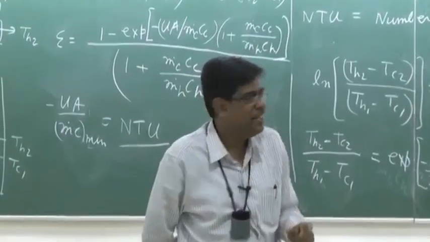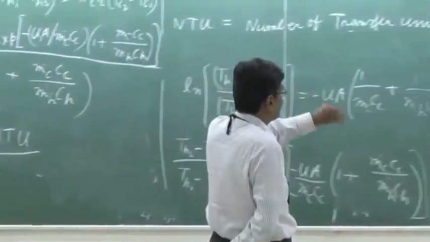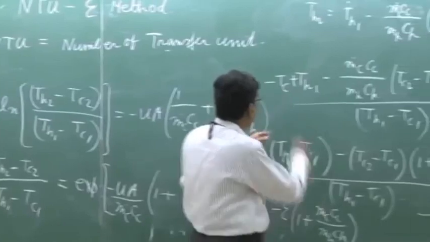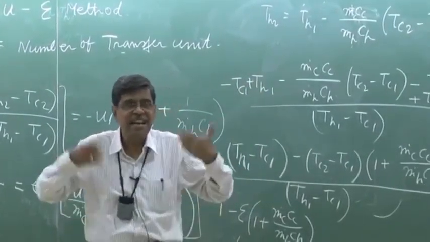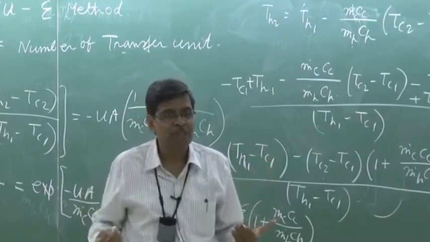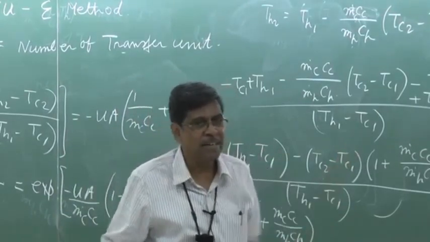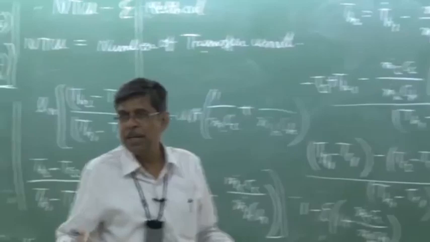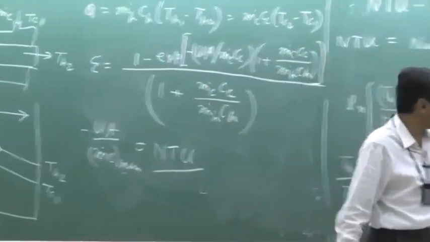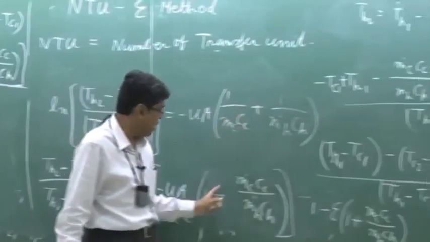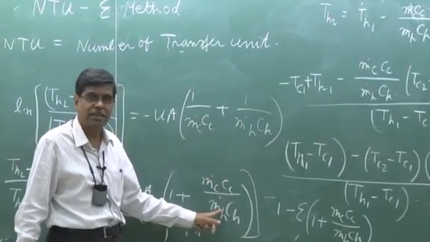And in that case, TC1 will not be added or subtracted. TH1 will be added and subtracted. This is having a rhythm. Good boys can understand this better immediately by intuition. Here we will take m dot h ch as common. Then it will be 1 plus m dot h ch by m dot c cc.